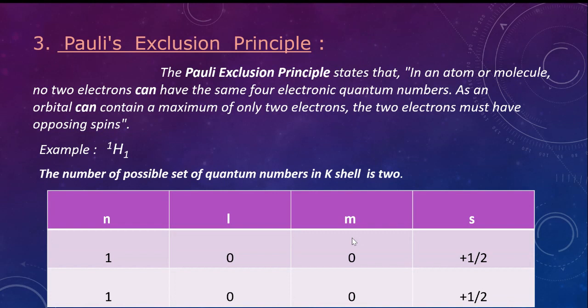I will take one more example. Suppose two electrons from different orbitals. For example, I will take carbon as the example.